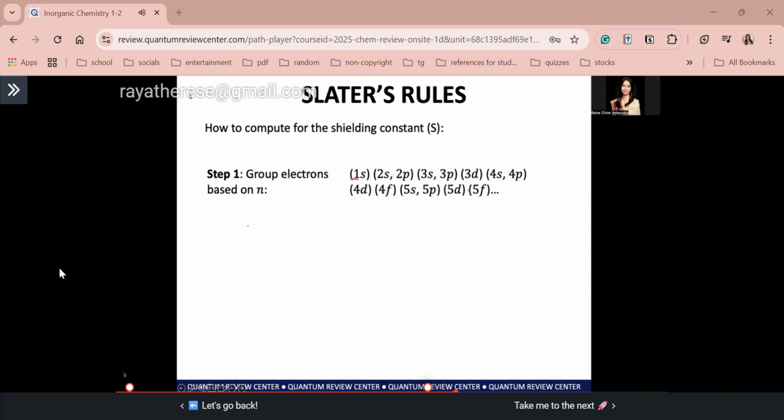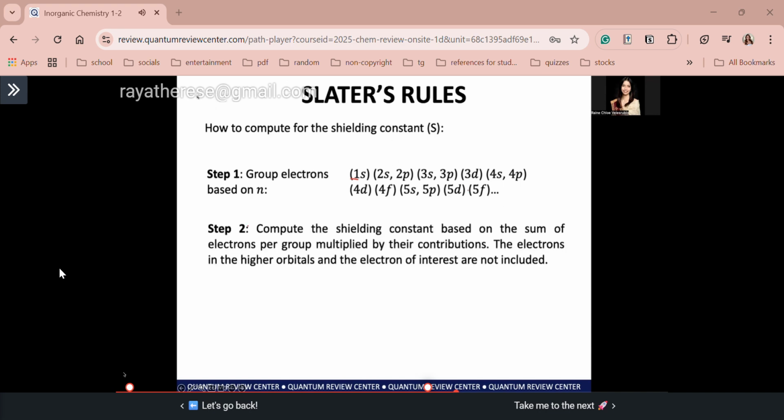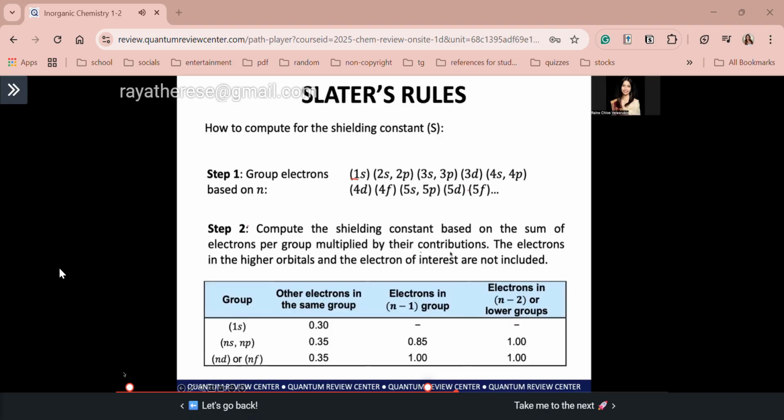Ayan. So step 2, compute the shielding constant based on the sum of electrons per group multiplied by their contributions. So yung contributions ito is given by this table. So the electrons in the higher orbitals and the electron of interest are not included. Okay, for example guys, yung electron of interest nyo, yung hinihingi sa isang problem belongs to the 1s group. Okay, then ang contribution ng other electron na sa same 1s group na yan is 0.30. Okay, what if naman ma'am, nasa ns np group siya, yung electron of interest. Now yung other electrons na nasa same group na yan, 0.35 ang contribution. And if nasa nd or nf group naman ang electron of interest, 0.35 ang contribution nila. Okay guys, I hope that's clear.